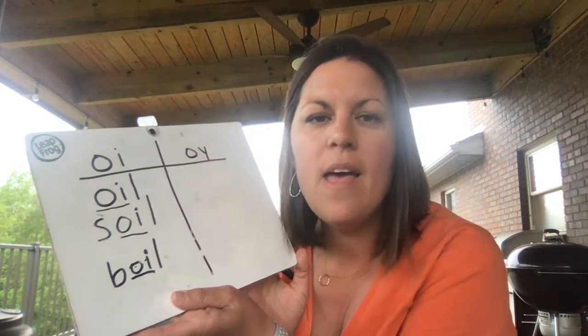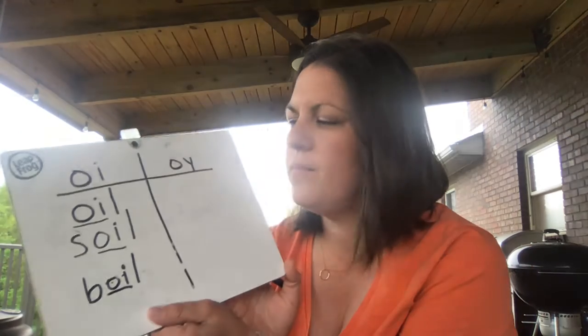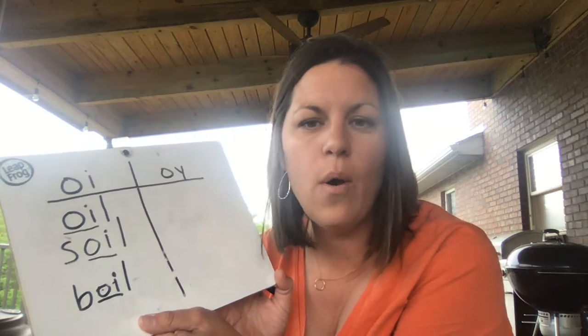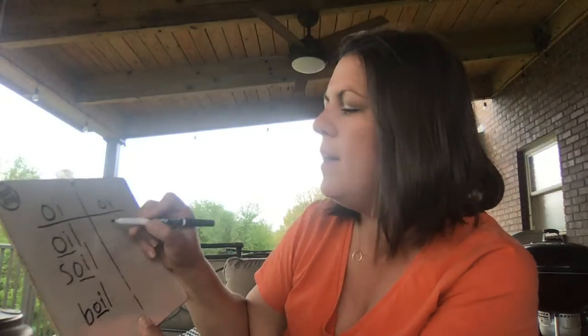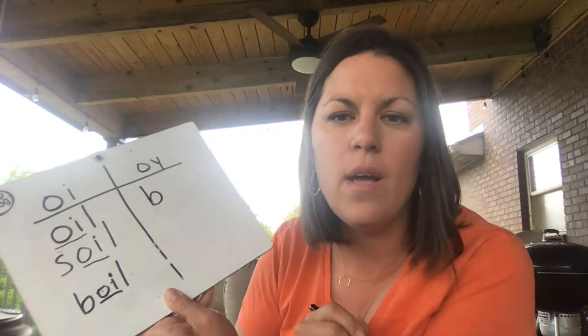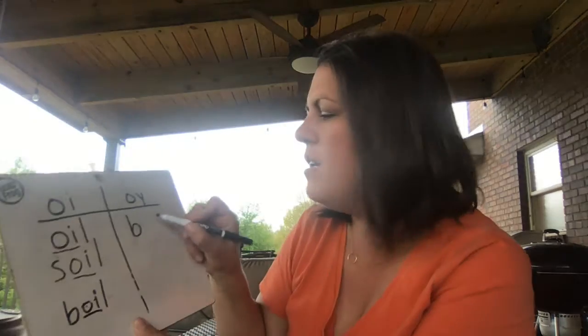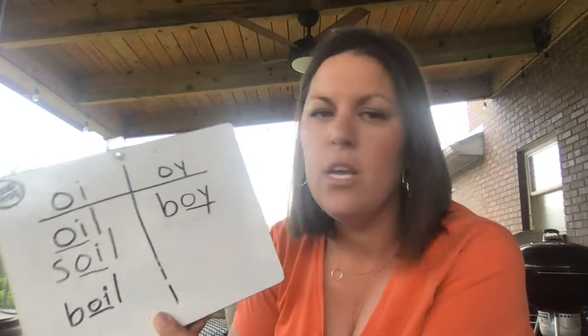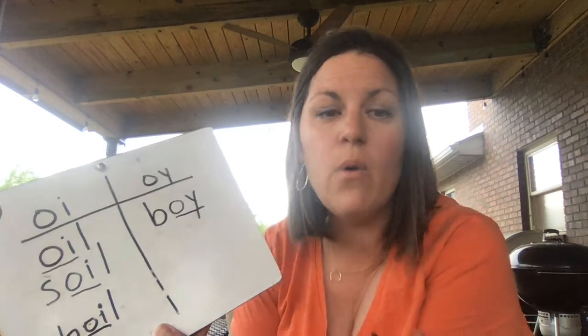All right, now let's try a few with oi at the end. Let's start with the word boy. That's an easy one. We hear oi at the end. You hear the b at the beginning. And since oi is at the end of the word, it's not going to be OI, it's going to be OY.